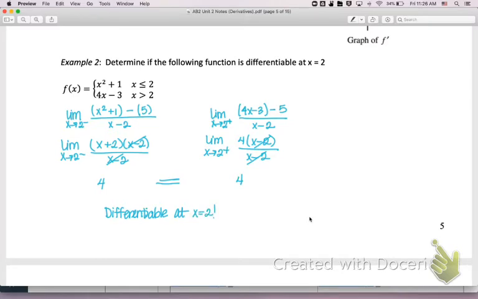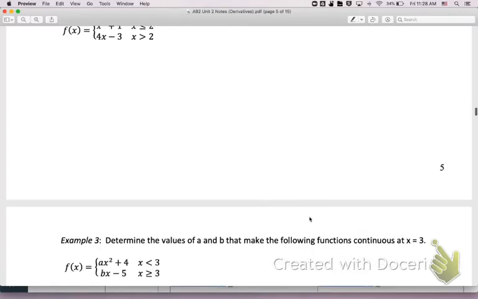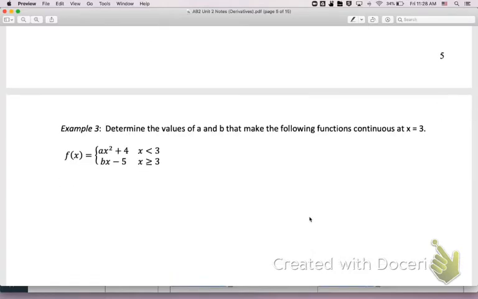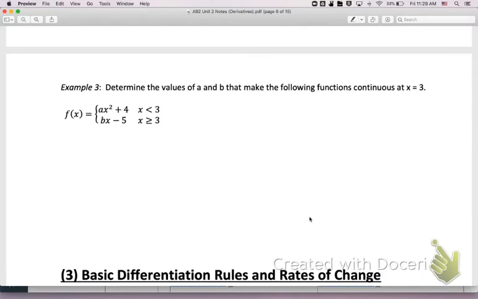So I would suggest that you turn the page, try the last example there on your own. Think about what you would need to know. The last example is to determine the values of a and b. We've done ones like this with continuity. So see if you can set that one up on your own, and you can check your answer against the PDF notes.